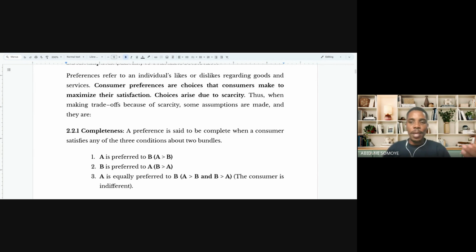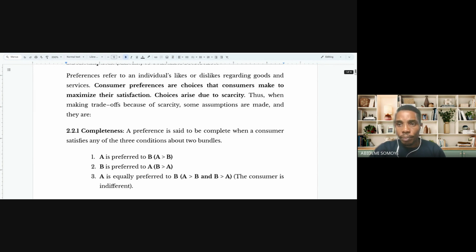Now, A greater than B, it means you prefer one product to another. B greater than A, you will prefer one product to another. Maybe Nike greater than Adidas, Adidas greater than Nike. And the third one is you are indifferent. You prefer both products or both goods. And if you take a look at it, you fall within one of these categories. Anytime you want to purchase things and you have to choose, it's either you choose one, choose the other, or you prefer both of them.